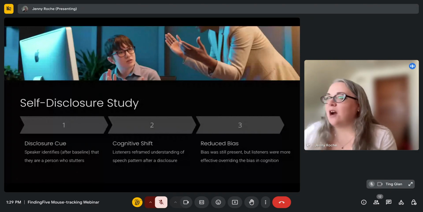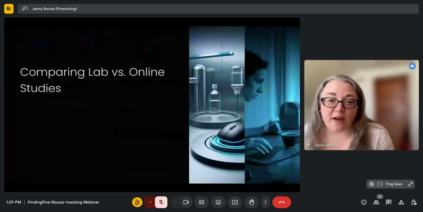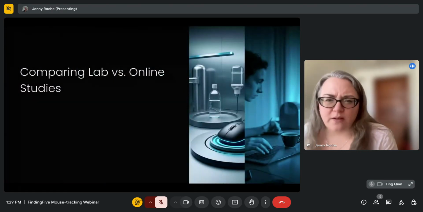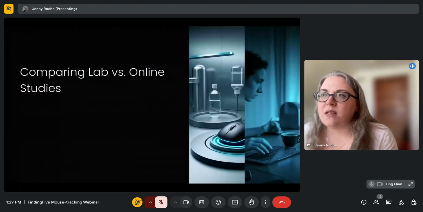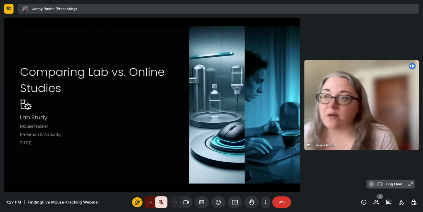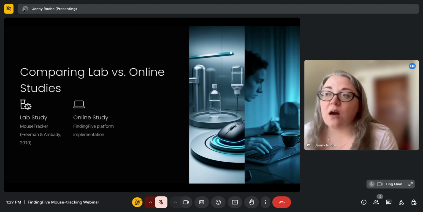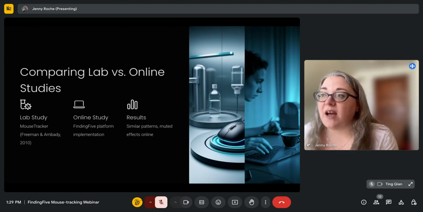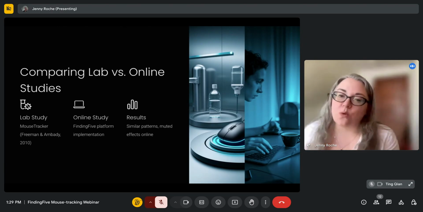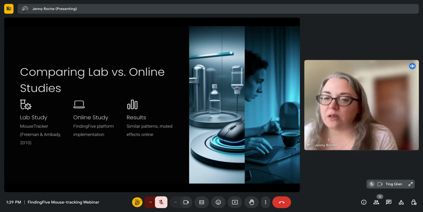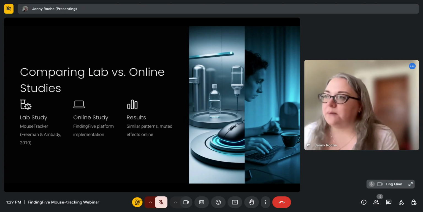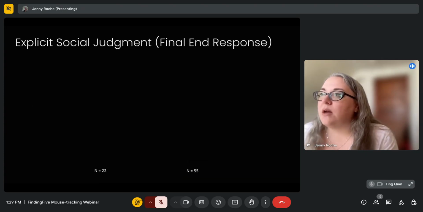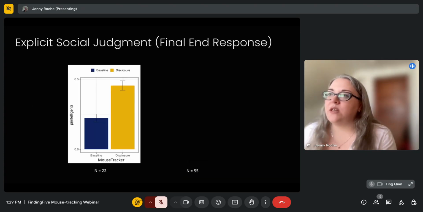Okay. All right. So that was what we found in the first study, and I'm going to show you the data for that. But I wanted to compare the lab versus online studies. So the lab study used John Freeman's mouse tracker. The online study used Finding Five, and we did find similar patterns, but the effects were a little bit muted for the online version. But I'll talk about that. Okay. So in the first task, we had 22 participants.